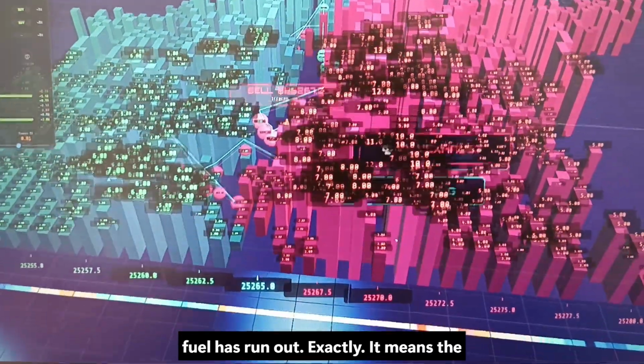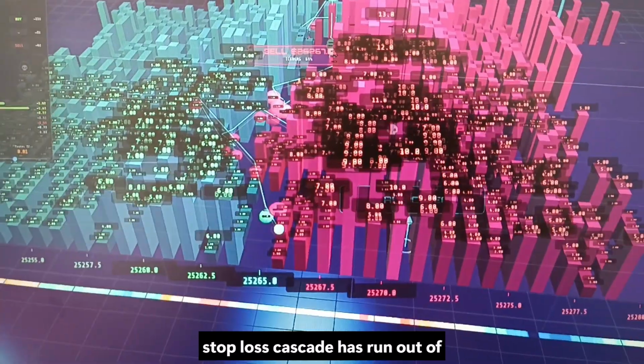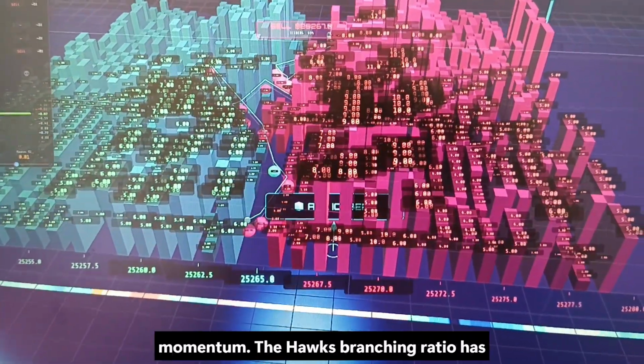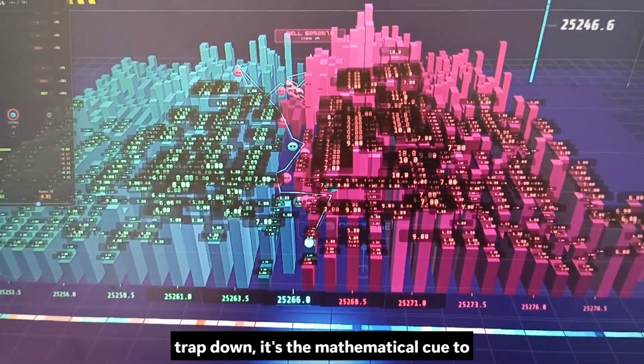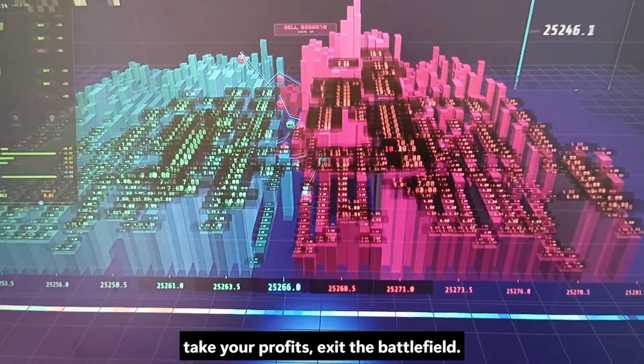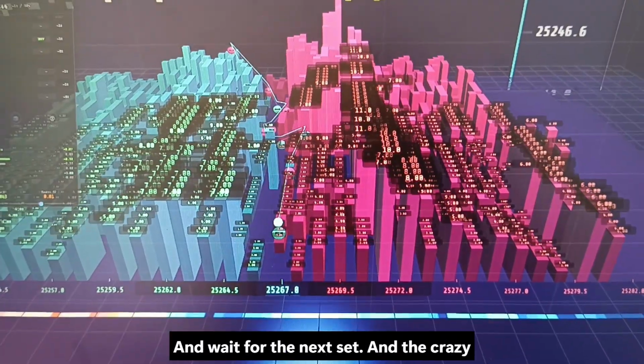Like the fuel has run out. Exactly. It means the stop-loss cascade has run out of momentum. The Hawkes branching ratio has cooled down. For the trader who rode the trap down, it's the mathematical cue to take your profits, exit the battlefield, and wait for the next setup.